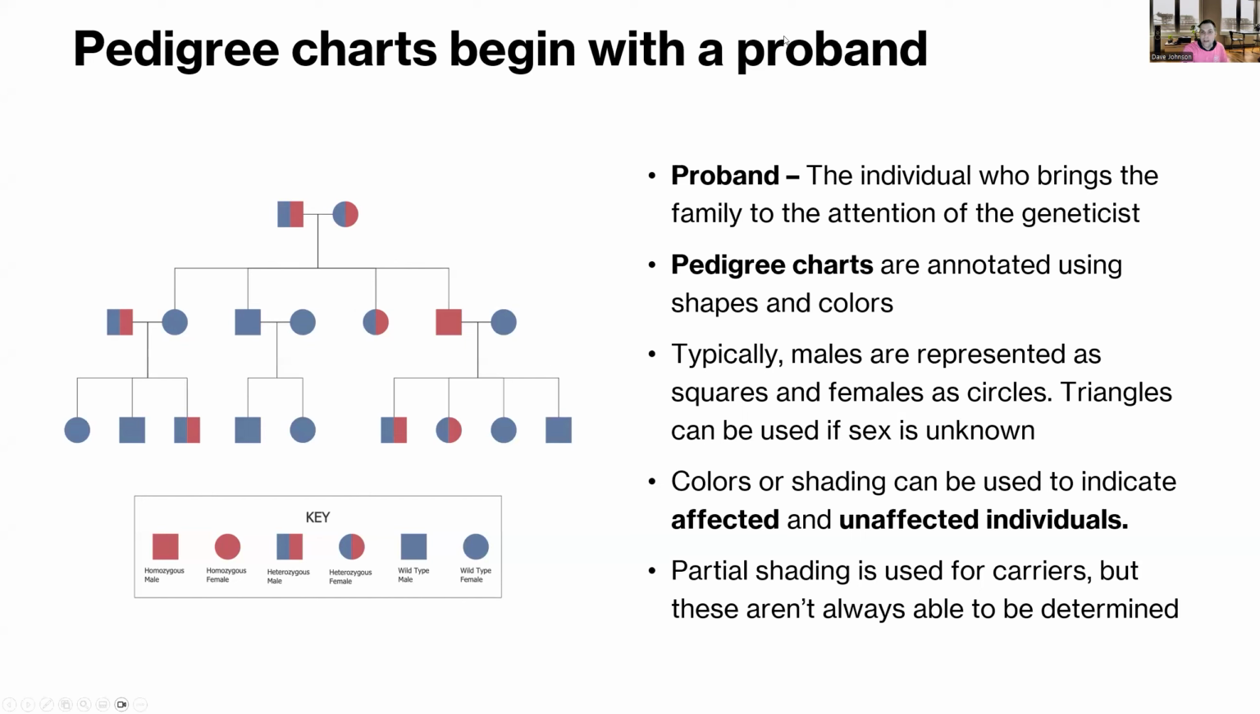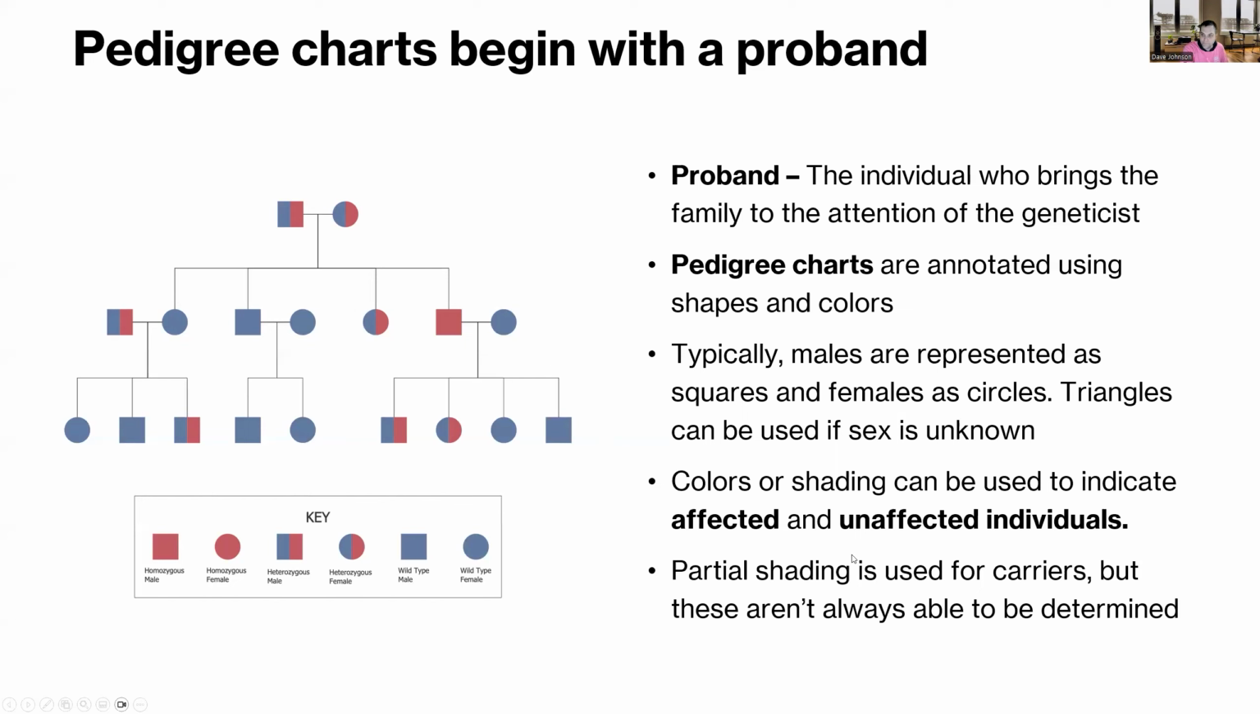Now, as I mentioned, when we construct these things, colors and shapes are all very important. Like I said, typically males are represented as squares. Females tend to be represented as circles. Triangles can be used if the sex is unknown. Some people will throw diamonds in there for sex is unknown. Just make sure you're paying attention to the key. When you make a pedigree chart, there should be some sort of key to help people understand.